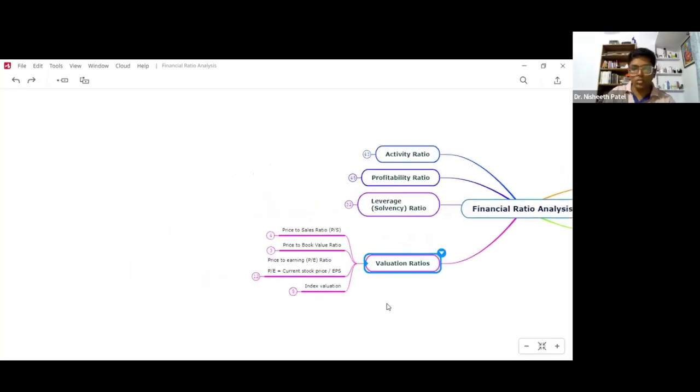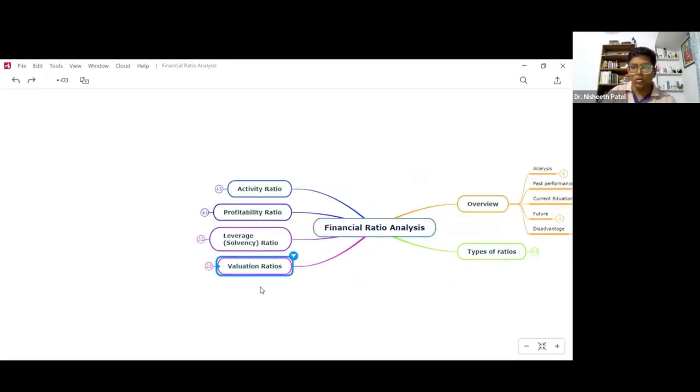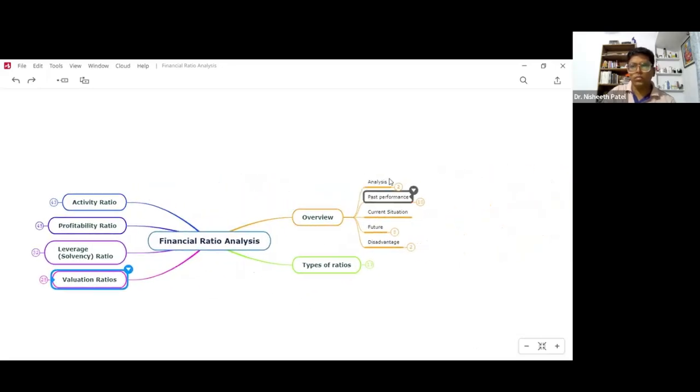Now the valuation ratio is basically to evaluate the company whether it is expensive or cheap. Okay, so अगर हॉस्पिटल के लिए वो ज्यादा इतना important नहीं है, so we will not go into the deeper, but those who are investing in the equity markets and all these things, they have heard this terminology like price to sales ratio, price to book value ratio, price to earning ratio, and all these things. So we will not go deeper into these things. So these include the financial ratio analysis.